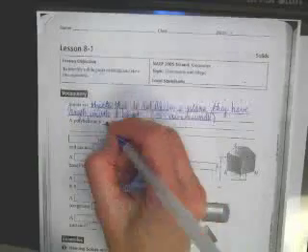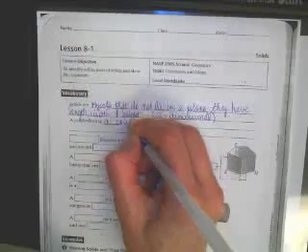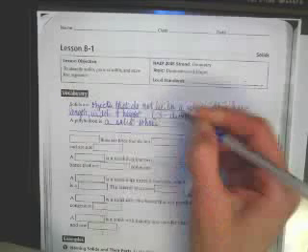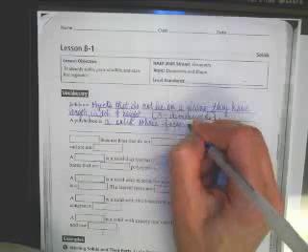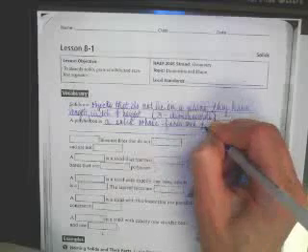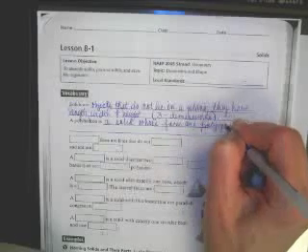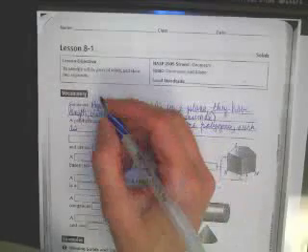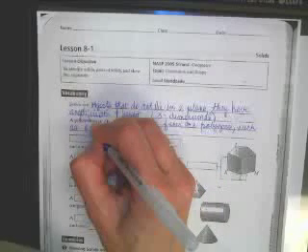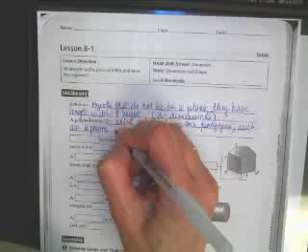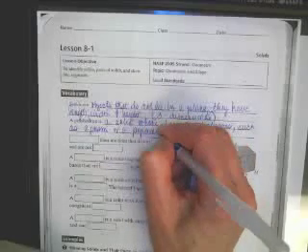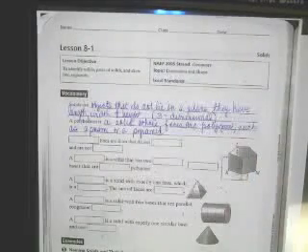A polyhedron is a solid whose faces are polygons, such as prisms and pyramids, or such as a prism or a pyramid.